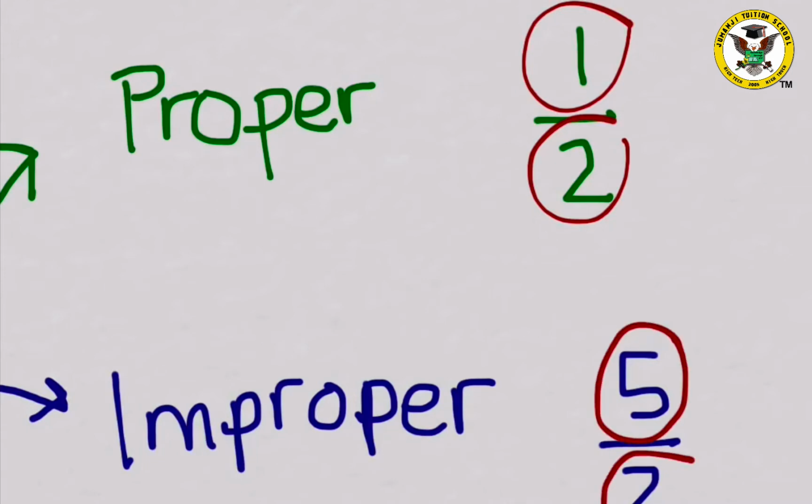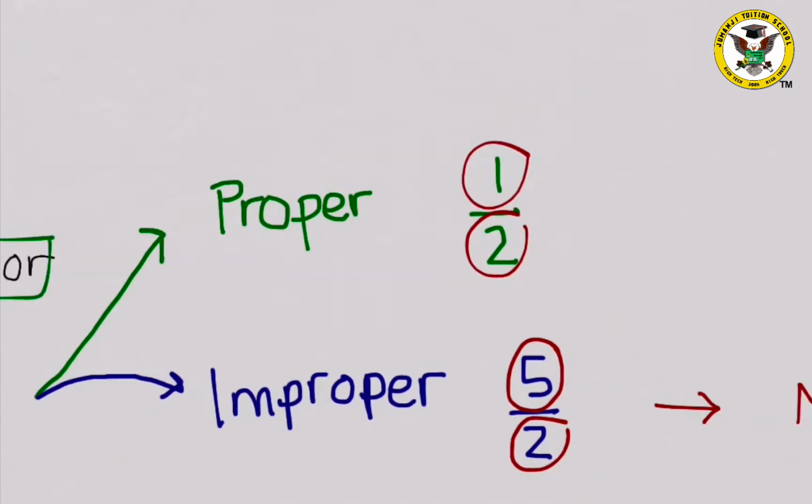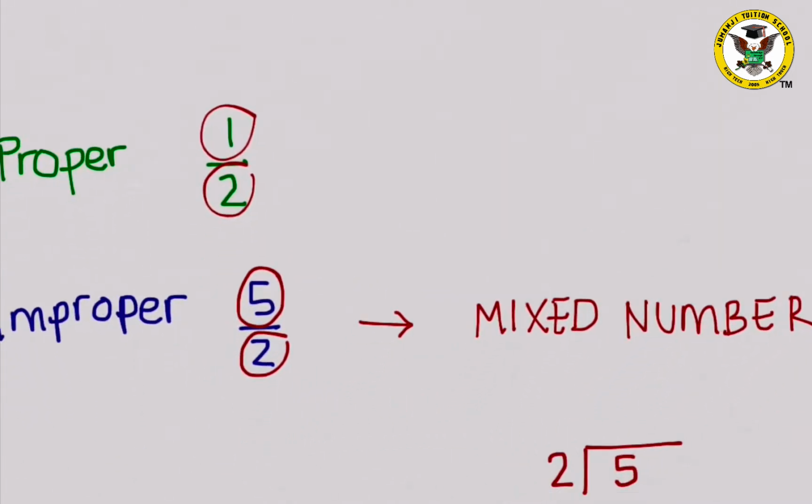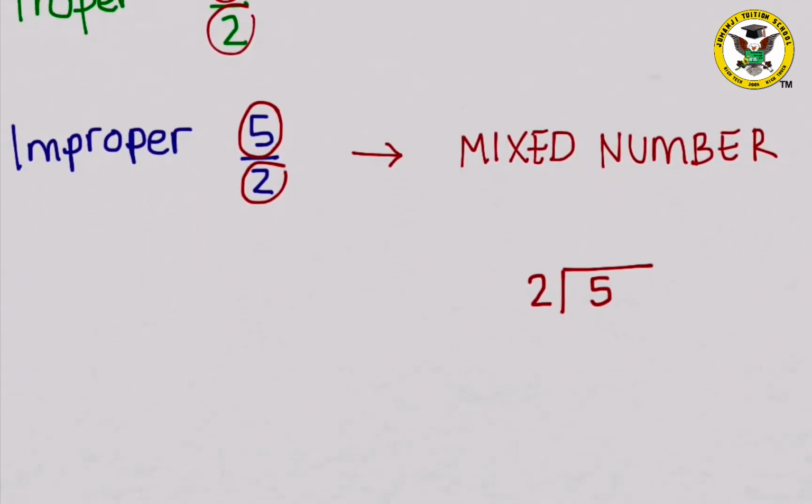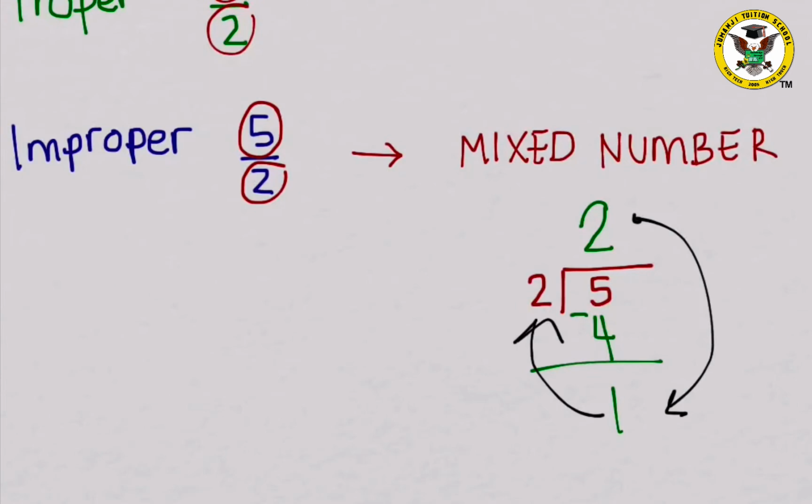larger than the denominator. Improper fraction can be changed into mixed number, and we can do this by dividing. So 5 divided by 2, we get 2, 4, and then 1. How do we get the answer? We work clockwise, starting from 2 to 1 and back to 2. So the answer is 2, 1 over 2.